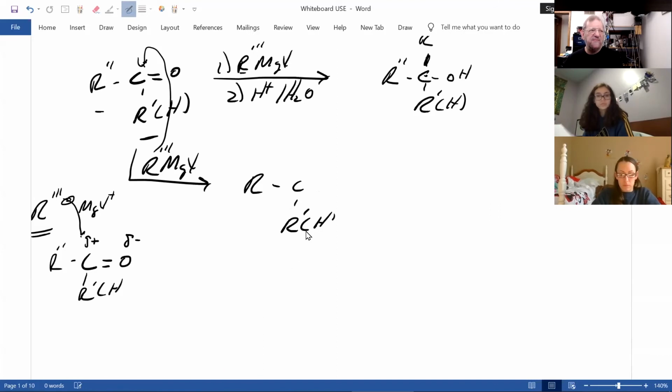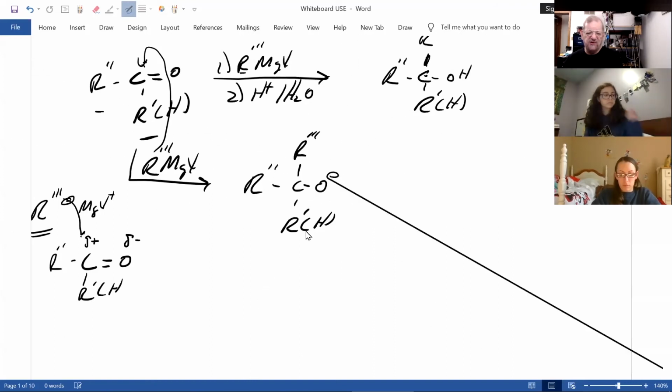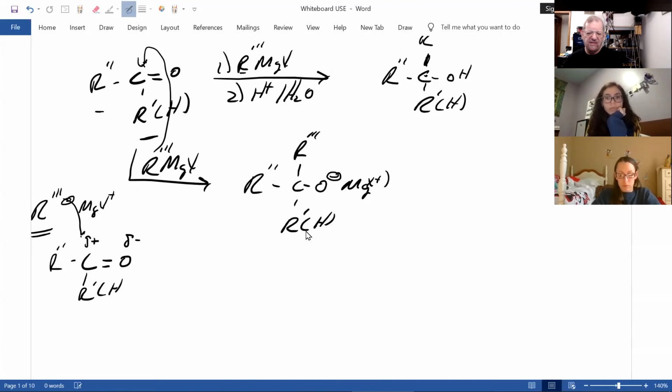What's attached to that is still attached to it. I form my carbon-carbon single bond, and this opens up to this salt. And this is the conjugate base of an alcohol. And now if I add H plus and water, it will replace this with this. It's an acid-base reaction. And that's how Grignard goes in real life.